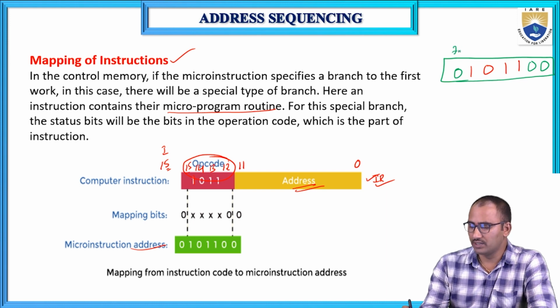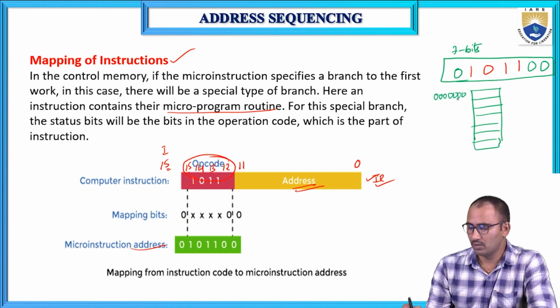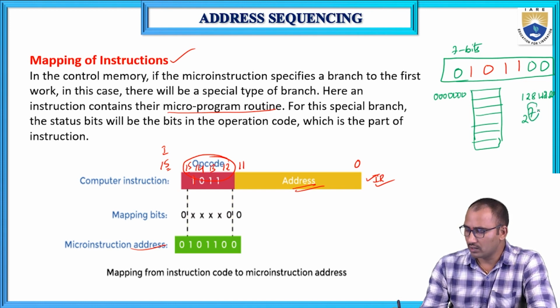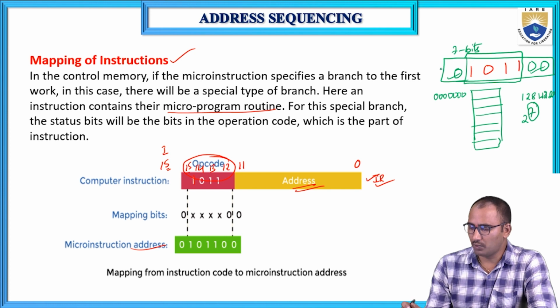Because in total 7 bits are there. If you consider the control memory, the address of the control memory is also 7 bits. Already we have seen that the size of the control memory is 128 words. 128 we can write as 2 power 7, so the address bits for the control memory are 7. Here we have only the 4 opcode bits, so we add a 0 to the left and 2 zeros to the right, so that the number of bits increases to 7.